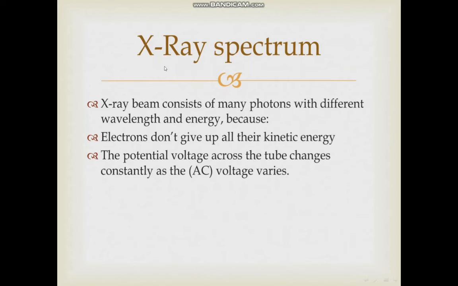X-ray spectrum. The X-ray beam consists of photons with different wavelengths and energies because electrons don't give up all their kinetic energy. The potential voltage across the tube changes constantly as the voltage varies.